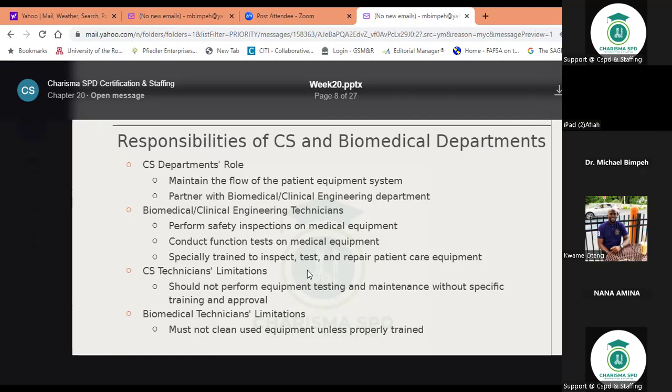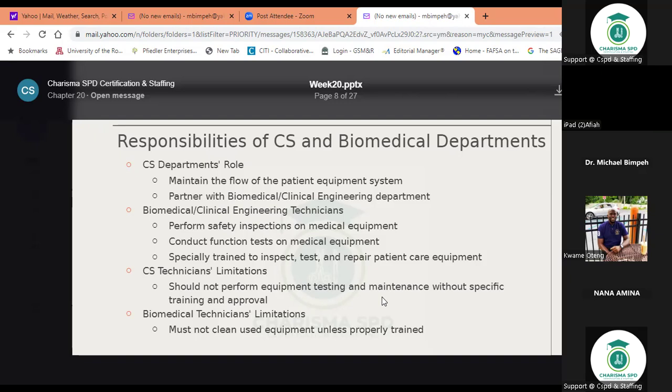Now, central service technicians' limitations: they should not perform equipment testing and maintenance without specific training and approval. We are not to repair equipment. We can troubleshoot. Now, when it comes to patient care equipment, we don't even try to troubleshoot because we don't use it. For example, IV pump or hypothermia machine. We don't use them. So we don't know how they use them. So how are you going to even troubleshoot them?